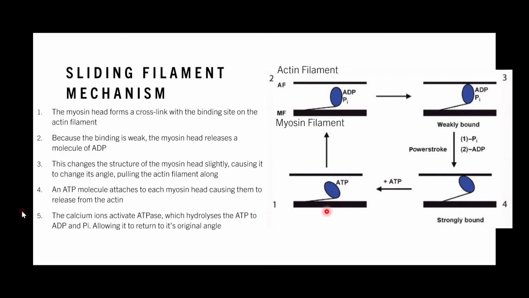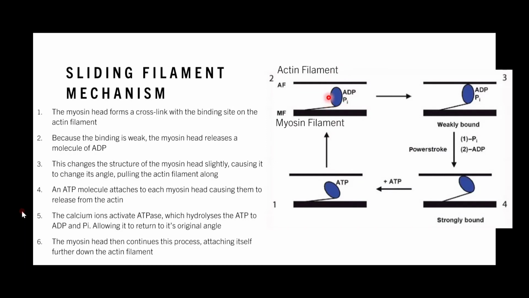And we now have, as we said before, all of these calcium ions. And these calcium ions, yes, they free up the myosin head binding sites by moving our tropomyosin, but they can also activate ATPase, which is an enzyme which hydrolyzes our ATP. And the hydrolysis of this ATP returns it to ADP and phosphate, allowing the myosin head to change and return to its original angle. And this is really important because now it's back to its original angle.